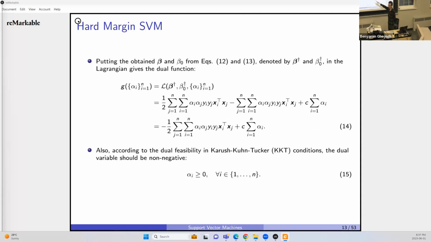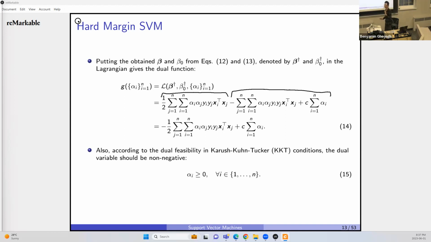Okay. Now we substituted and simplified, and by term, let's put the terms together. So this was the second term. This was the first term, which we found. We put them together in the Lagrangian. And in the method of Lagrange multipliers discussed in the optimization course, when we substitute the obtained primal variables in the Lagrangian, it gives us some function of only dual variables. We call that dual function.